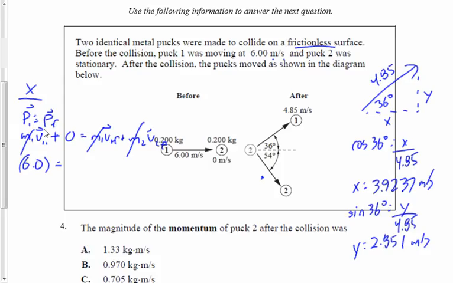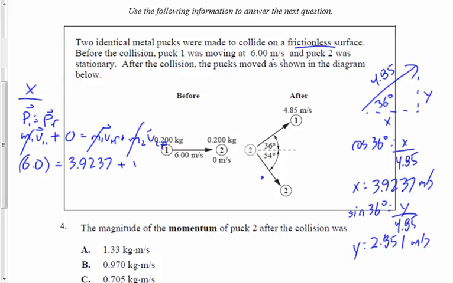4.85? No, look, it's dead. 4.85 is dead to us. We're never going to use that again. Okay, we eliminated that 4.85. We will never touch that number again. So what do we use in place of it, James? Yeah, 3.9237, good. And it's to the right, so it's positive.